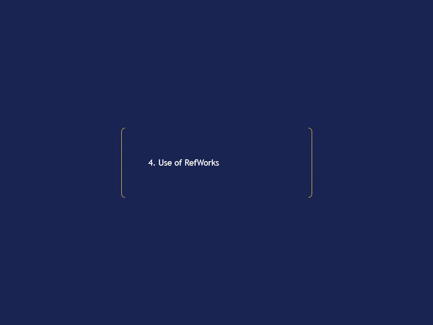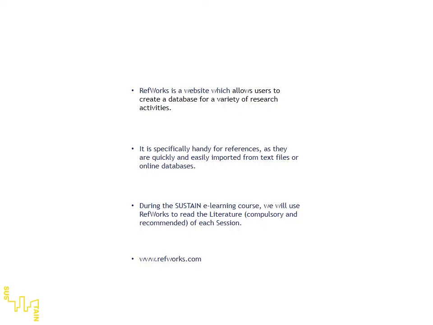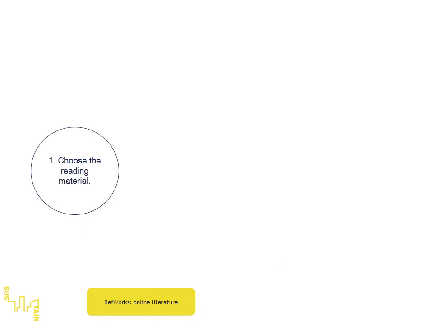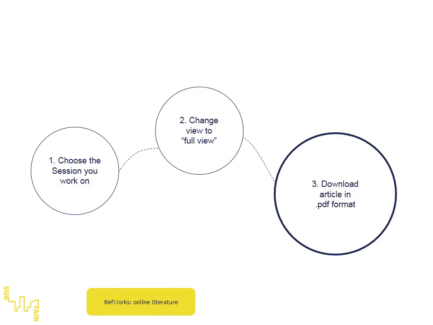Before we wrap up this quick tutorial guide, we will provide you with some instructions on how to use RefWorks. During the Sustain e-learning course, we will use RefWorks to read the literature, both compulsory and recommended, for each session. To access RefWorks, we will provide you with a public link to obtain all the compulsory and recommended readings you need. Choose the reading material you need. Change view to full view, and you can now download the article in PDF format to your computer.